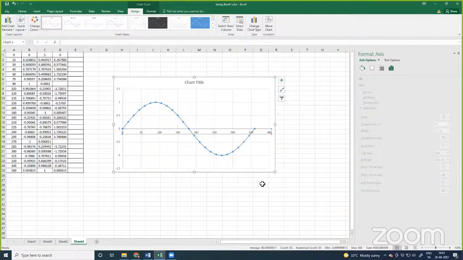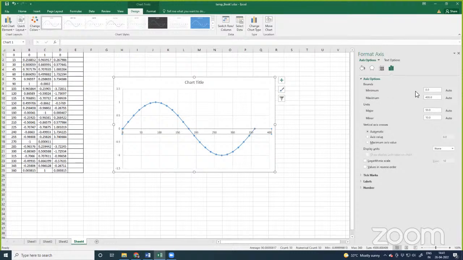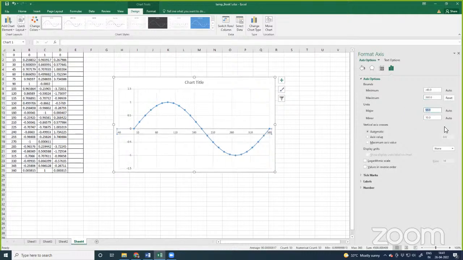Format Axis. This is the axis. The major, minor, minimum is fine. Instead of that, you can go for 360. Unit-wise, for every 60 you can use. That is more comfortable. See, every 60, or you can use every 30.